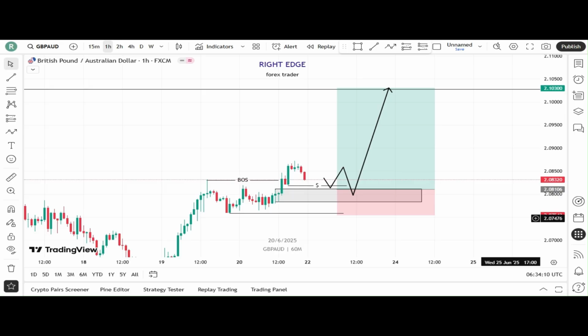So on Monday, if the price gets here, we take it. If it gets here on Tuesday, we take it. If it gets here on Wednesday, we take it. Whenever the price enters there is when we're going to take the trade. So we're going to wait for it there and expect the price to continue delivering higher.